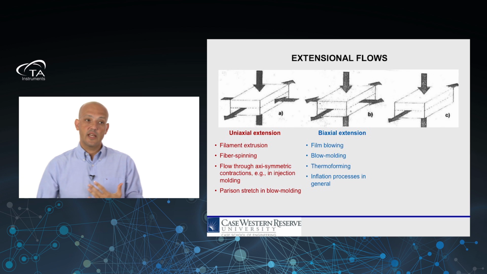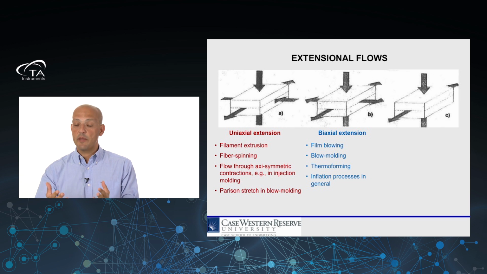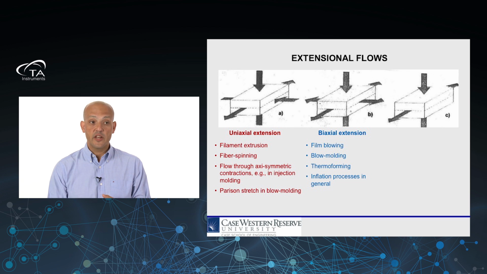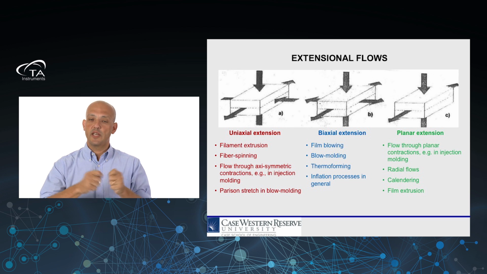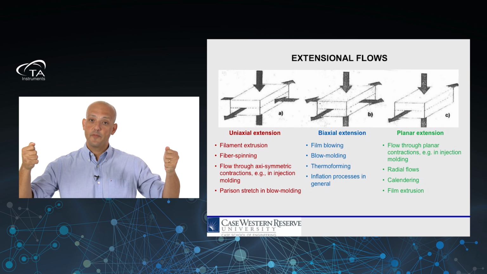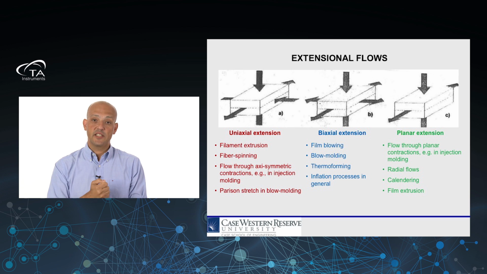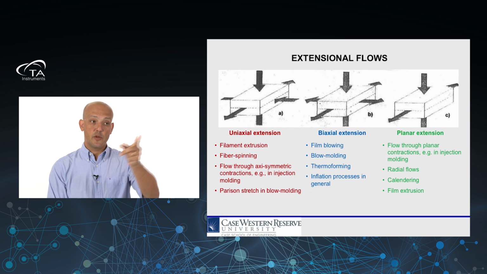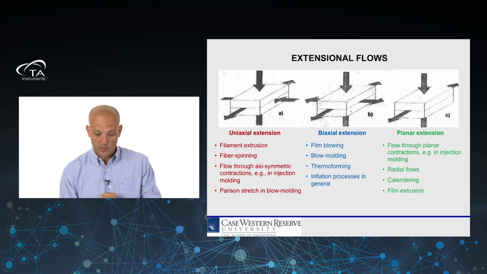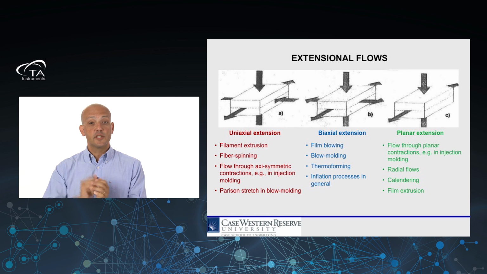Finally, we have a third type of extensional flow called planar extension. Obviously, we cannot stretch a material in 3 axes. So in this case, we stretch the material along one axis, the material shrinks in the 2nd axis, and nothing happens in the 3rd axis. What this means is that there must be some sort of constraint along the 3rd axis that prevents the material from contracting or expanding. Because if we leave the material to its own devices, it will go uniaxial, because we're just stretching in one direction.